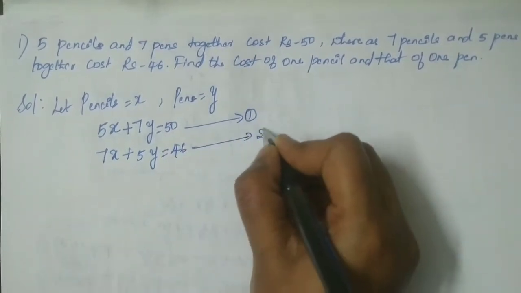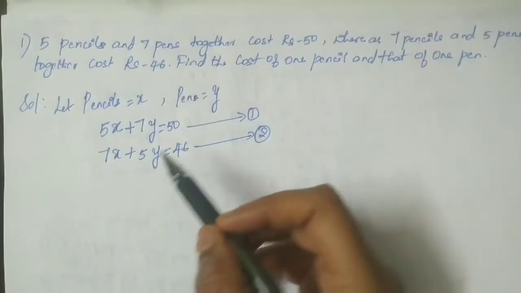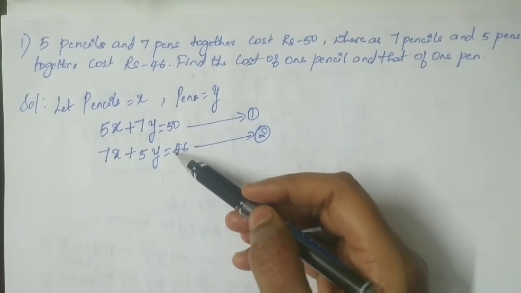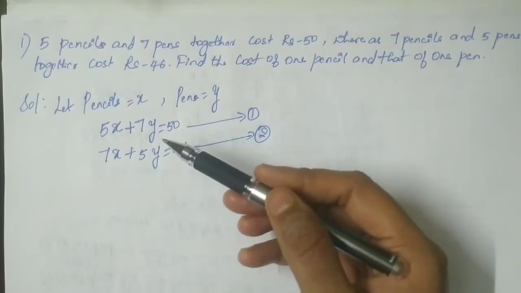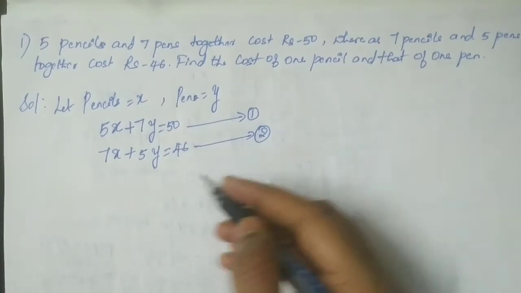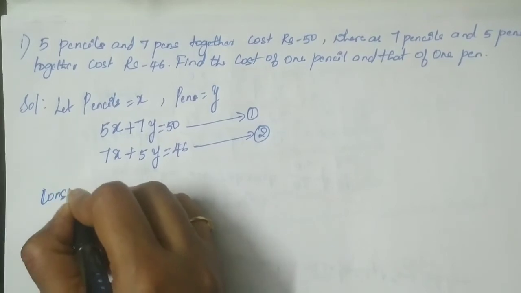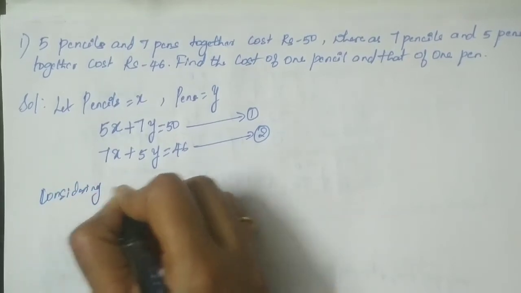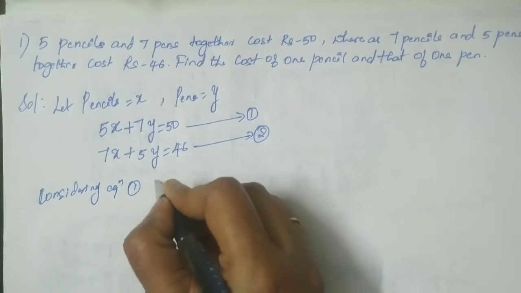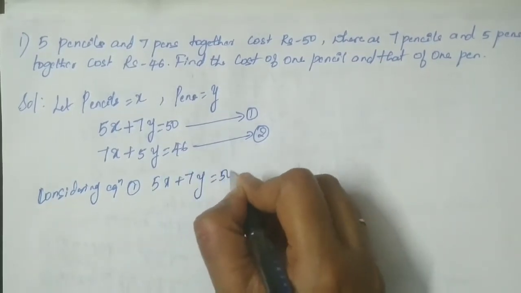So what we are going to do here is take each equation separately and form a table, because we need to draw it on a graph and check whether the equations intersect, or are parallel or perpendicular, or the last concept, coincident. We have to just check. So I'm starting from the first equation. What is the first equation? We have 5x plus 7y is equal to 50.